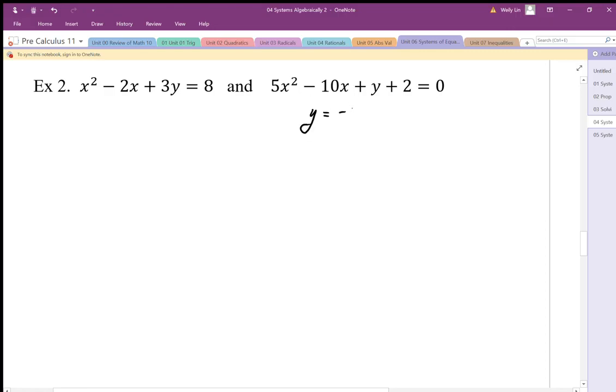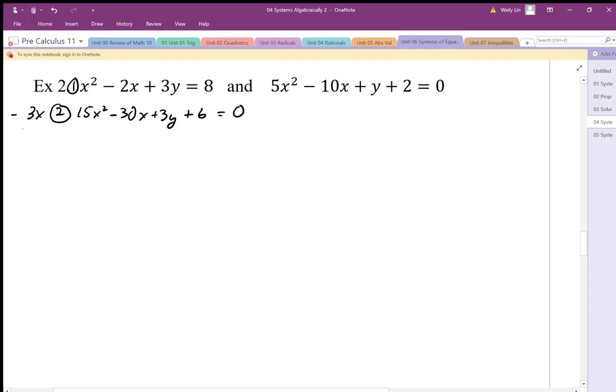So I'm going to end up with negative 5x. In fact, I think I'm just going to subtract these, because the coefficient is 1 here, I'm going to multiply this by 3 and subtract it. So I'm going to do 3 times equation 2. And I end up with 15x squared minus 30x plus 3y plus 6 equals 0.